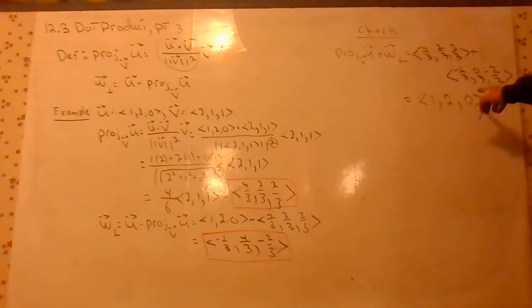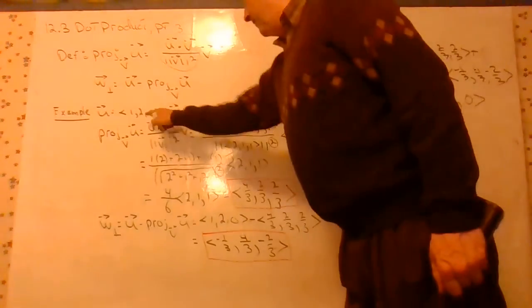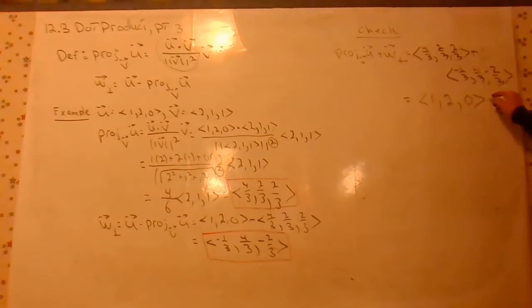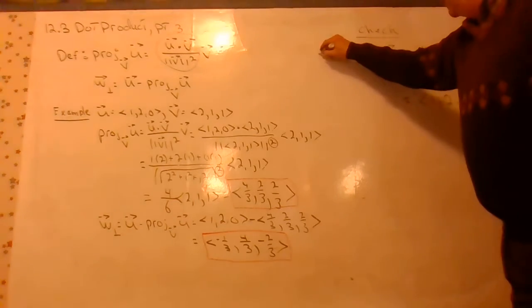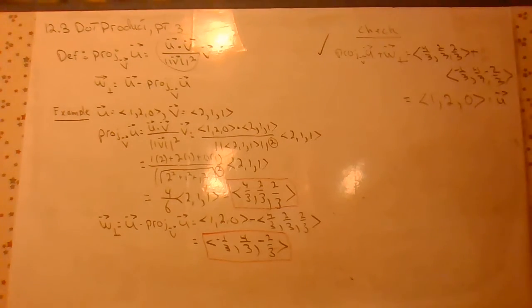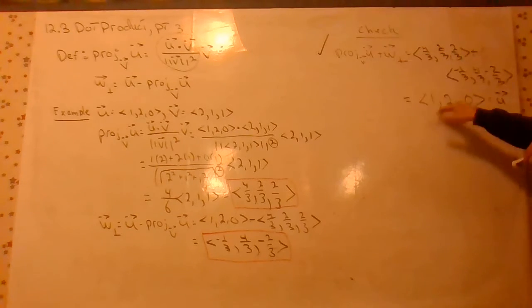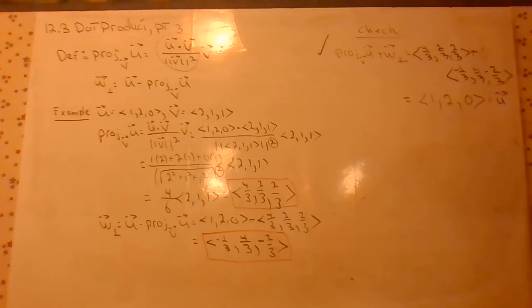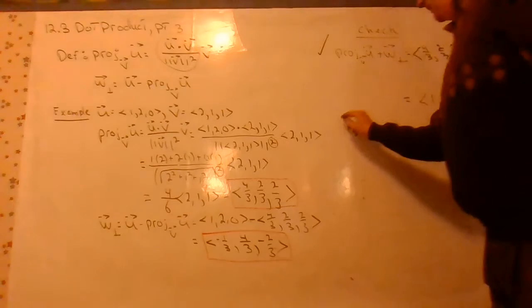Okay, and guess what? Where does that vector come from? That is vector u right here. Okay, so that part checks. The vector sum of that and that is vector u. That's exactly what we're doing. Second part of the check.